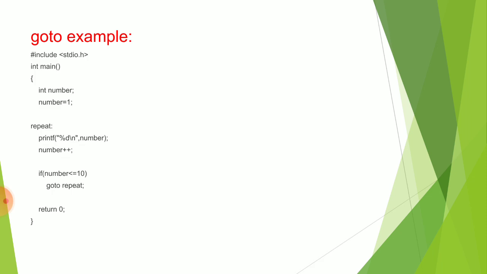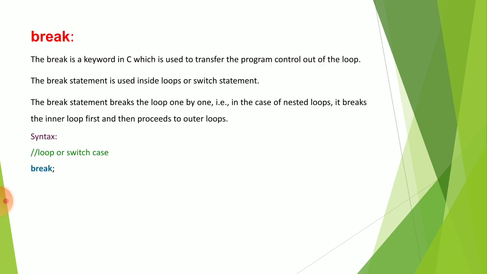It is the example program for goto statement. Goto label, that label is any valid identifier. If the label is identified in the program, it goes to that statement. In this program, the number is printed here, number is incremented and printed. When number is less than or equal to 10, it goes to the repeat statement. Otherwise, it returns 0.